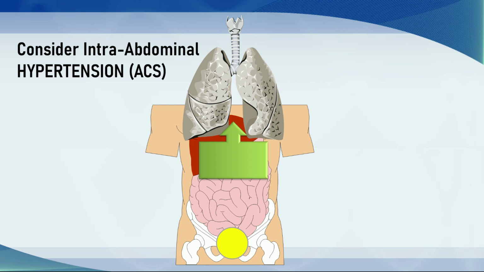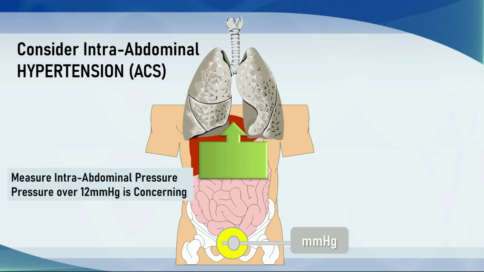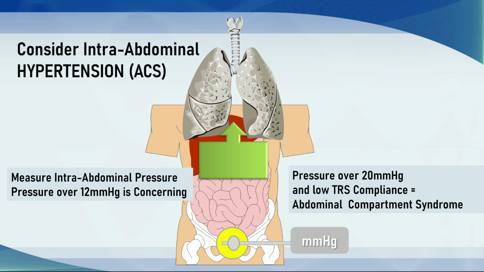Intra-abdominal pressure is typically measured by transducing the pressure within the bladder. If it is in excess of 12 millimeters of mercury, there is intra-abdominal hypertension. The presence of intra-abdominal pressure of more than 20 millimeters of mercury and low total respiratory system compliance is abdominal compartment syndrome. You can do nothing with the mechanical ventilator to resolve this problem. This patient's abdomen needs to be decompressed either medically or surgically or both.